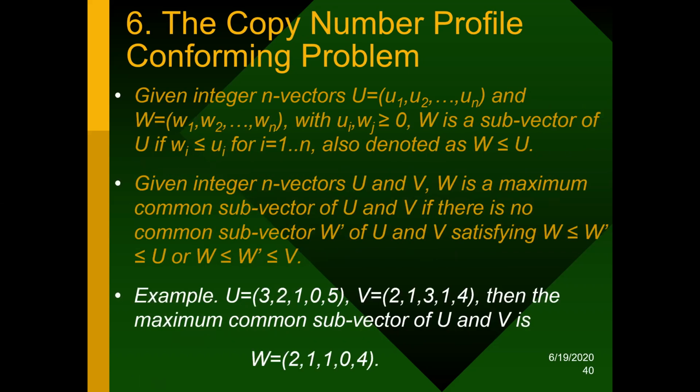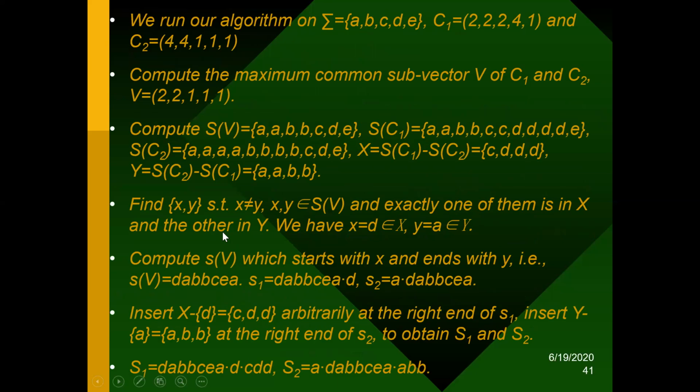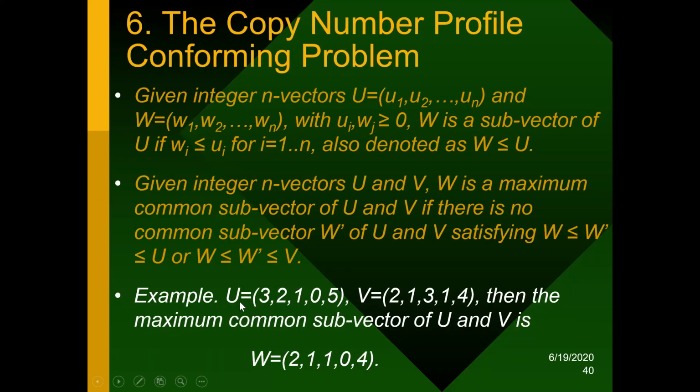So lastly, given integer vectors U and W, if each component Wi is less than or equal to Ui, then we say W is a subvector of U, also denoted as W ≤ U. Consequently, we can define the maximum common subvector. You are given U and V, and for each component you take the minimum. So 3, 2, you take 2; 2, 1, you take 1, etc. This is the maximum common subvector.